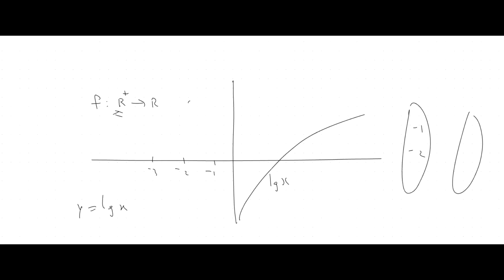The domain has to be positive, because you can check it. Log of 0, what happens? Error. Log of -1, error. Log of -10, error, because the negative numbers are not in the domain. And therefore, you have to spell out and say, this function maps R to R.